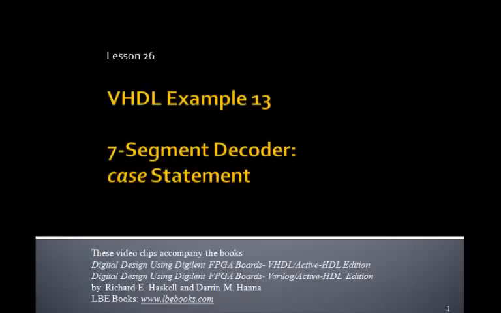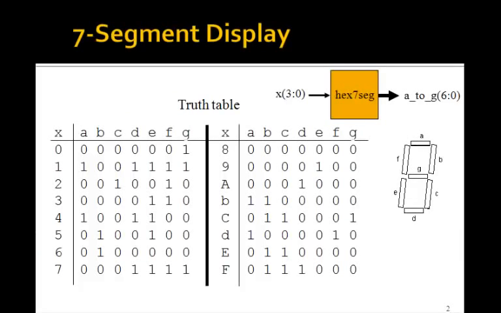This is lesson 26, which is VHDL example 13. In this example, we'll design the same 7-segment decoder we did in the last lesson, except in this case we'll use a case statement. Here's the truth table that we derived for the 7-segment decoder, hex 7 seg.